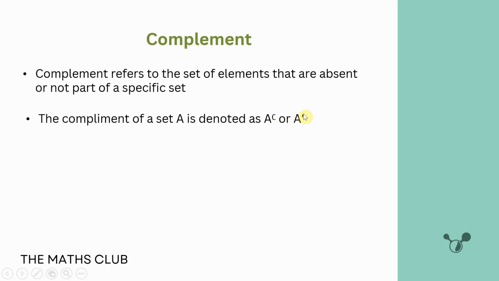You can see the prime here. So if you're familiar with mathematical symbols, you know that this is prime. So A prime or A raised to the power of C. So what does that mean? It says mathematically A prime is X such that X is not a member of A. Let's see it with some examples.